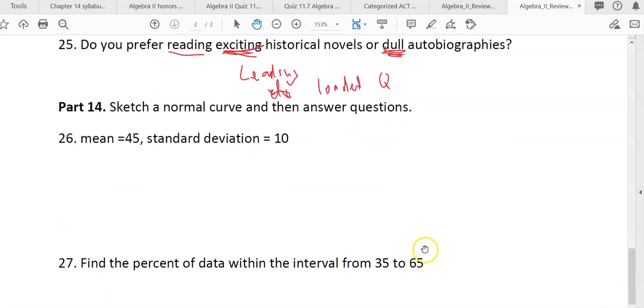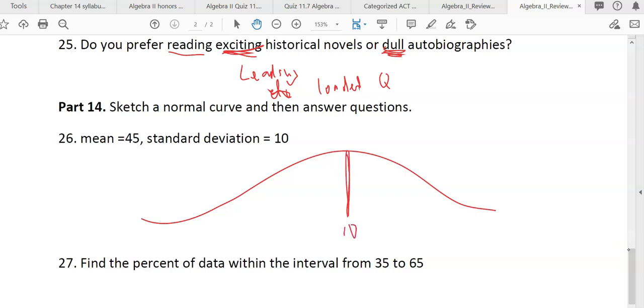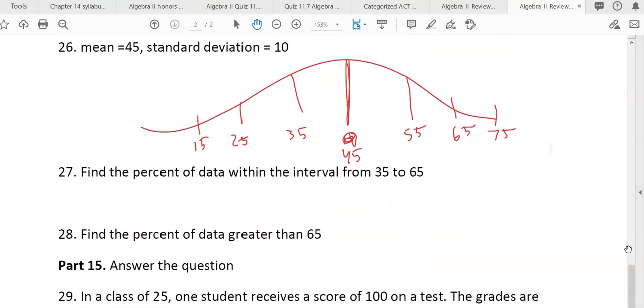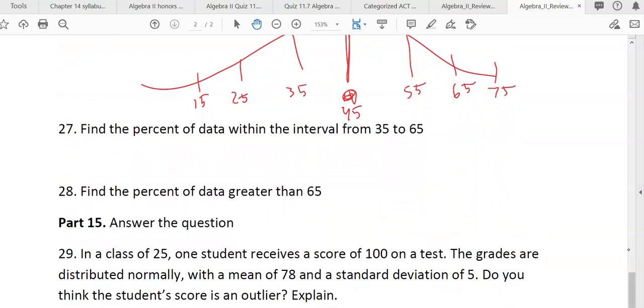Sketch a normal curve and then answer the question. So let's try to go in the middle. It's 10. No, sorry. Middle is 45. Go 10 to the right, that's 55, 65 and 75. And this is 35 and 25 and 15. Find the percent of data within the interval from 35 to 65.